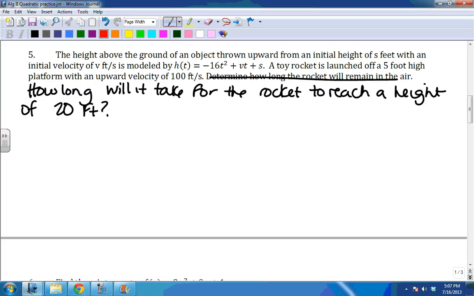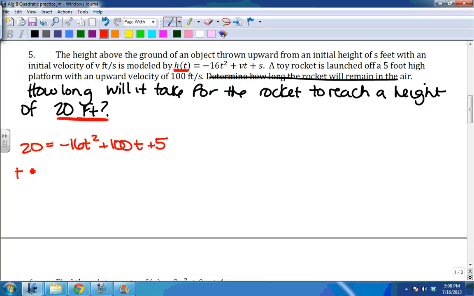So before, we set h of t equal to 0 because it wanted to know how long it would remain in the air, so when would it hit the ground, which is a height of 0. In this scenario, they want our height to be 20 feet. So instead of plugging in a 0, I'm going to plug in a 20. Everything else is going to remain the same. My velocity is still 100, and my initial height is still 5.